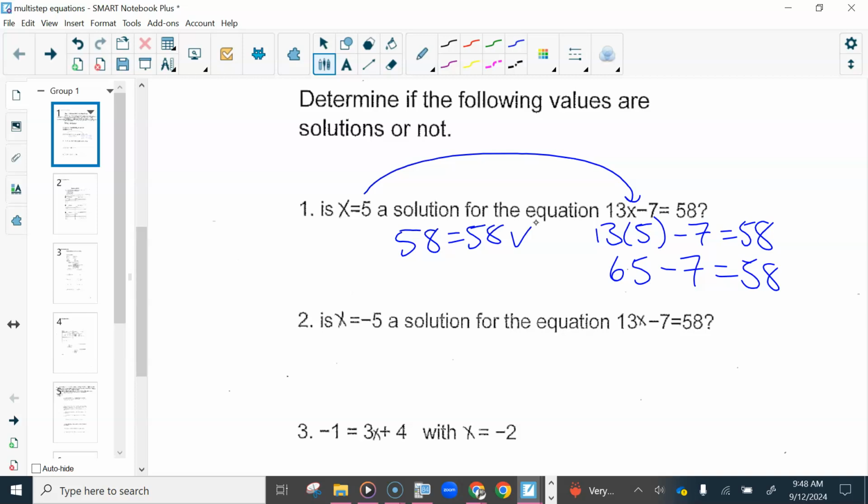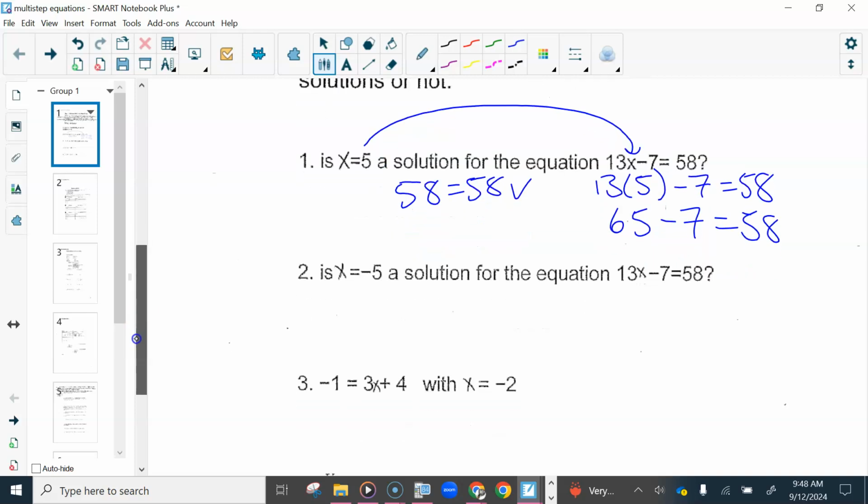Now the next one is a negative 5. So because I just found that the positive 5 worked, the negative 5 should not work, but we're going to test it anyway.